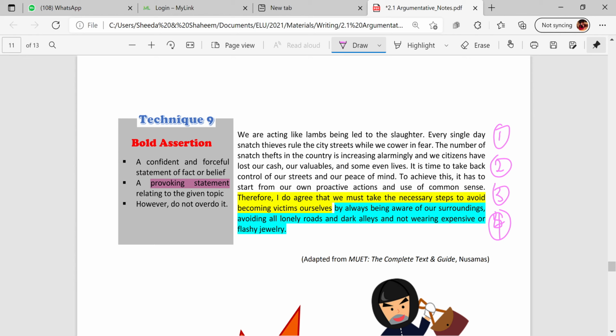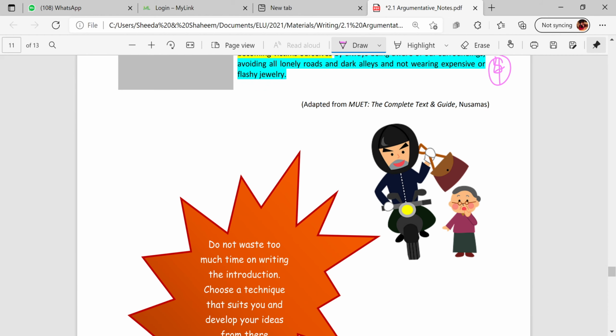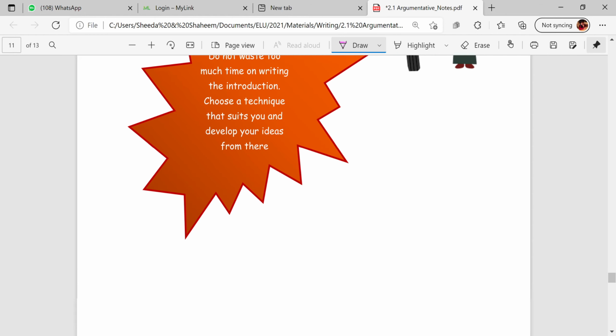You can choose which technique suits you best, or which you are familiar with, or which is your forte. What is your forte? Which is your strength. So it all depends on you. Again, it all depends on you. So you can choose, so that later on during the exam you can quickly write your essay without any worries. Okay, this is adapted from the complete guide, text and guide Nusa Mas.